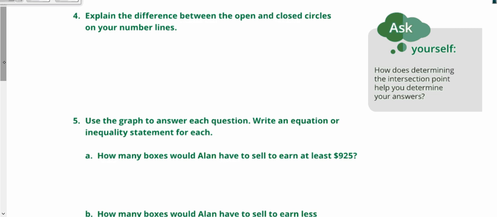And for number 5, you might have to actually write an equation and solve for it. You may not be able to get the answer straight off of the graph. So you may have to go back to your original inequality or equation. Okay, give you about another minute.